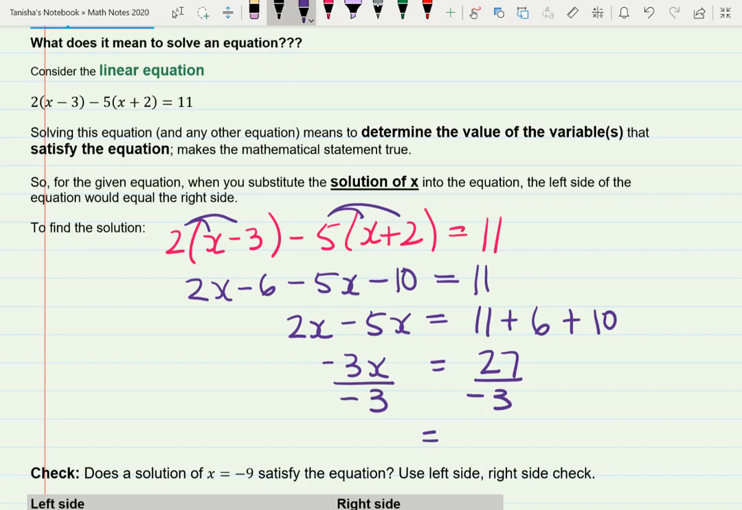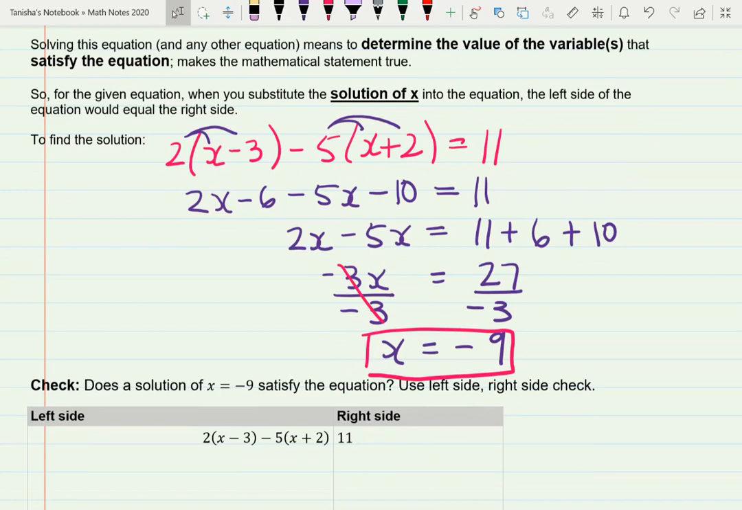So on the left side, negative 3 divided by negative 3 is equal to 1, or they cancel each other out, leaving us with an x. And 27 divided by negative 3 is equal to negative 9. So negative 9 is our solution to the equation. So essentially, we're saying that if we input negative 9 into our equation where we see x and solve the left side of the equation, it's going to be equal to the right side. Does that work? Let's check.